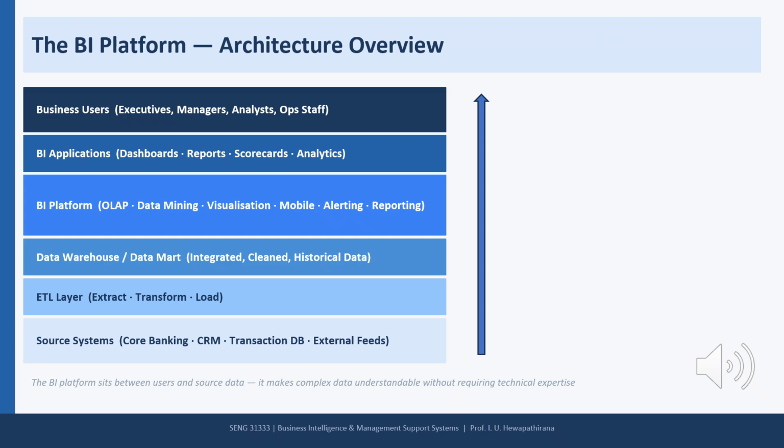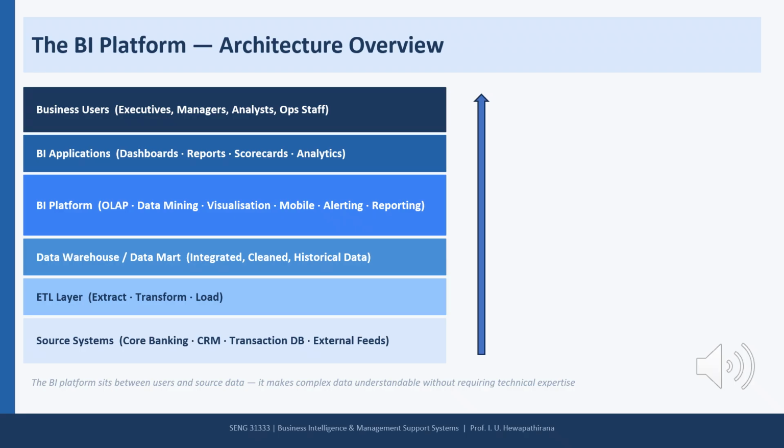At the very bottom are the source systems. These are the raw data origins. In Secure Bank's case, the core banking system, the CRM, the transaction database, and external data feeds like credit bureau data. These systems generate enormous volumes of data every second, but that data is not clean, it is not organized, and it is not in a form that a business user can analyze directly.